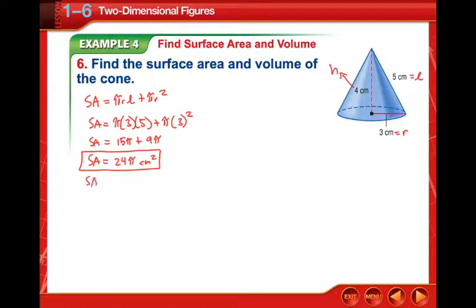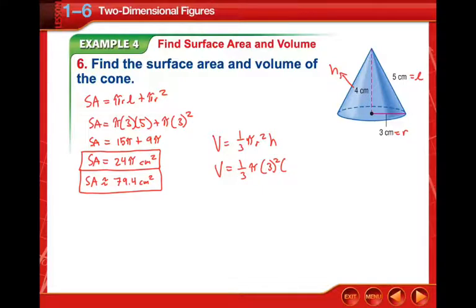But now if we want to plug this in and round, pi, remember, is an irrational number. So when we plug that in, 24 times pi comes out to be 79.4 centimeters squared. So that is our rounded answer. Now let's take a look at volume. For volume, the equation is 1/3 pi r squared h. And we have everything again labeled in our picture. So our volume is equal to 1/3 pi times 3 squared times our height of 4.